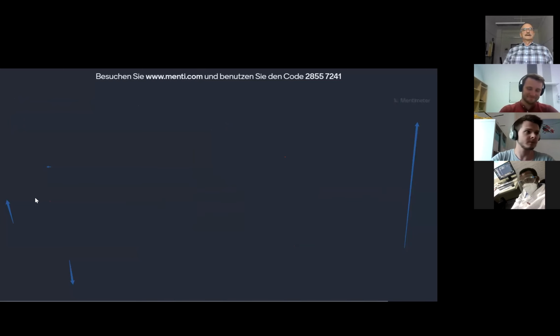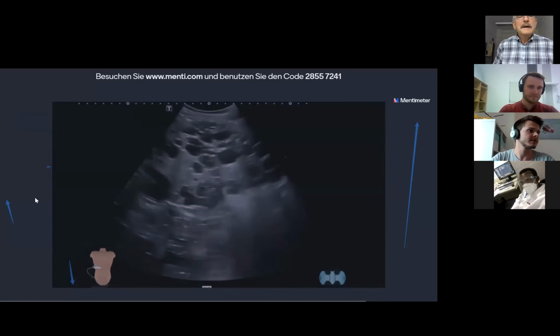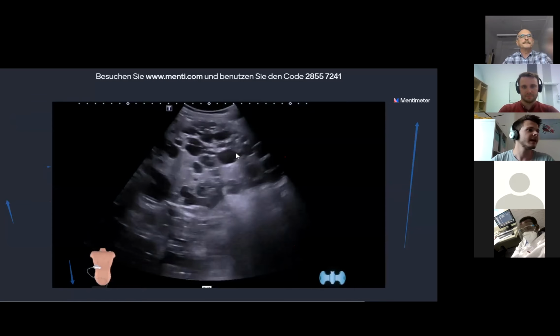Oh, there's one picture missing. You're also right, it's the liver cyst. You can also see it here. You have also round artifacts here with a hyperechogenic reflection after the cyst. And these are multiple cysts in the liver. That's totally right.